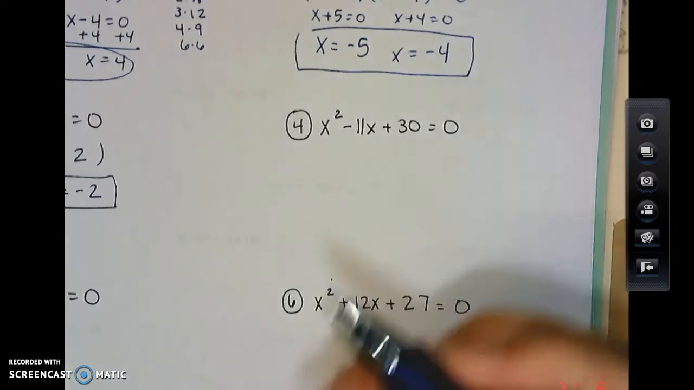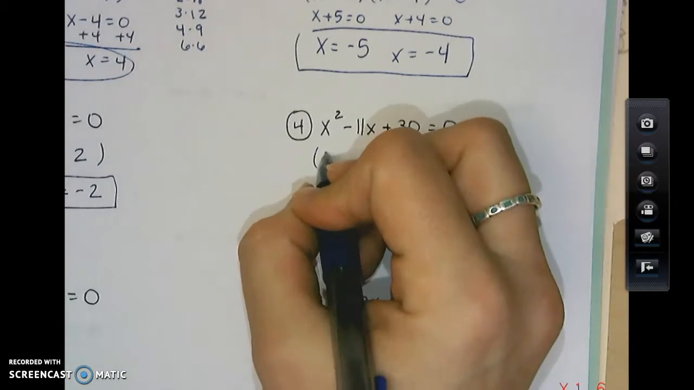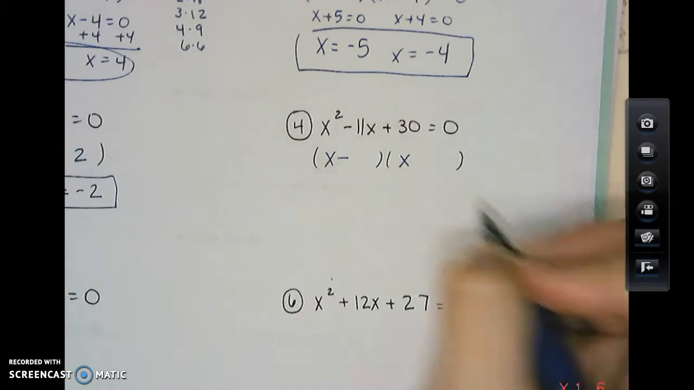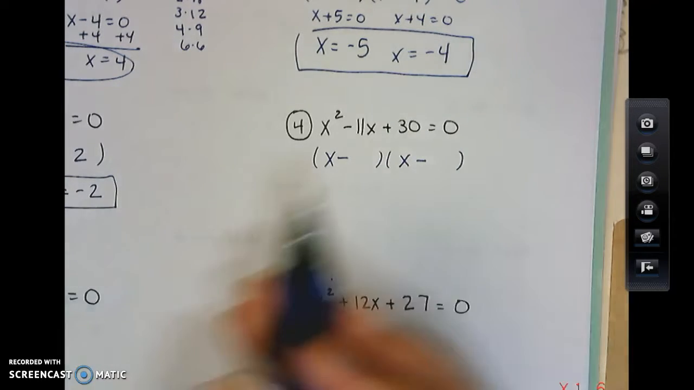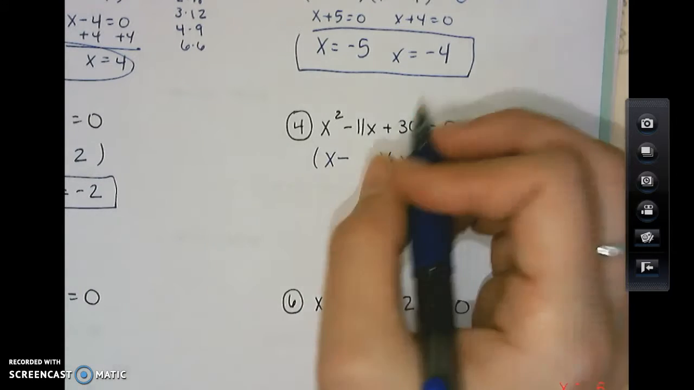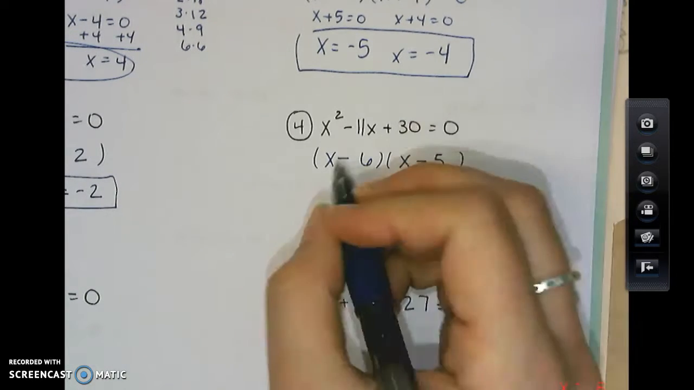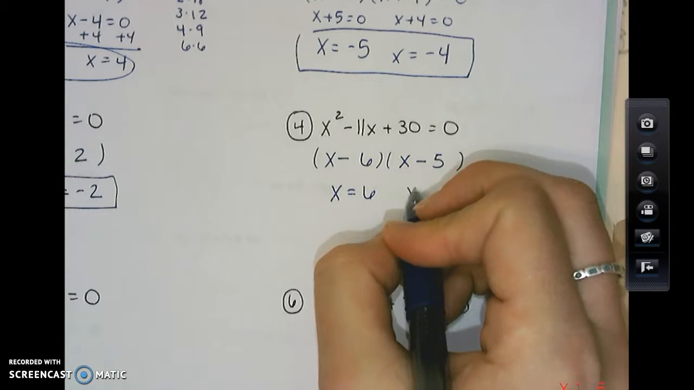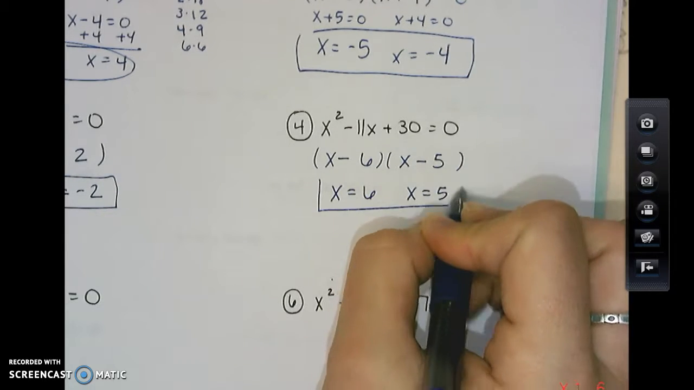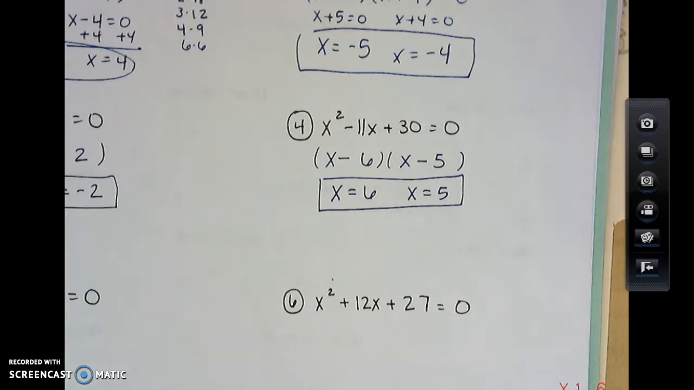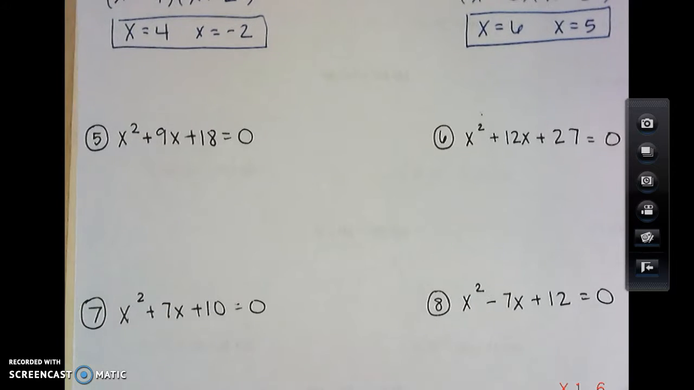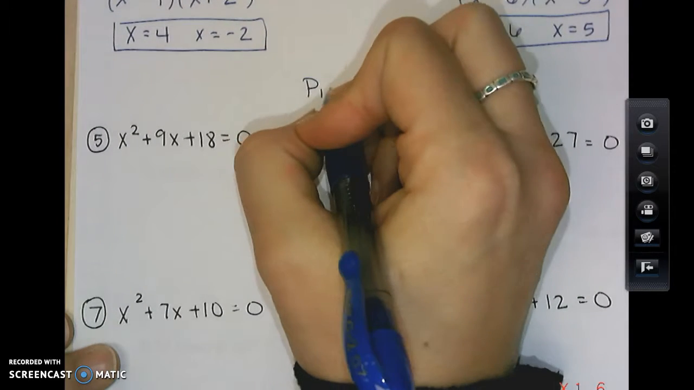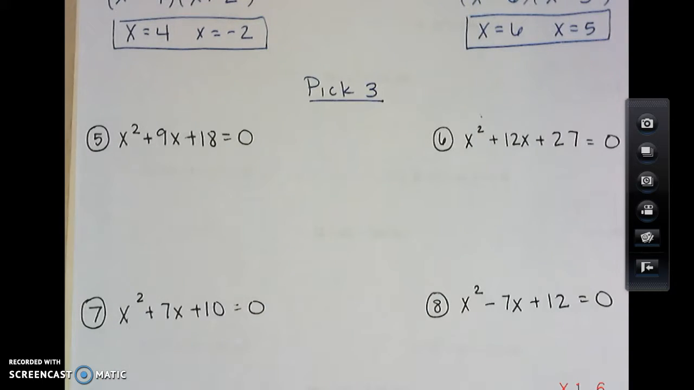All right, so again, two sets of parentheses. I've got x. This one's minus because it comes straight down. This is plus, which means they have to match. So that one is also minus. Factors of 30 that add to give me 11 is going to be 6 and 5. So this is going to be x equals 6 and x equals 5. And those are your solutions. Okay, so what I want you to do, there's 6 problems left. I just want you to pick 3 to do, just to give you some extra practice so you know what you're doing.